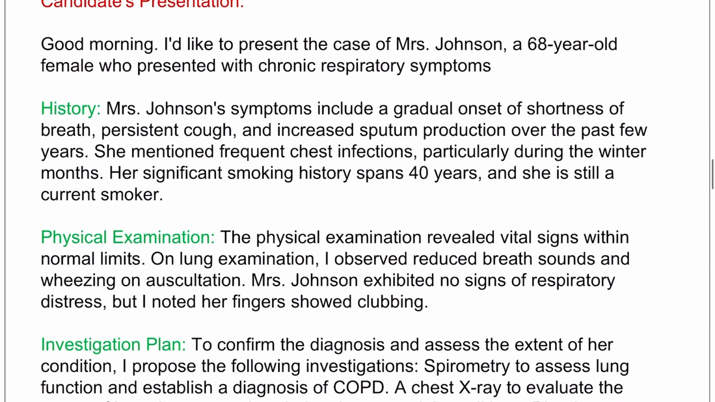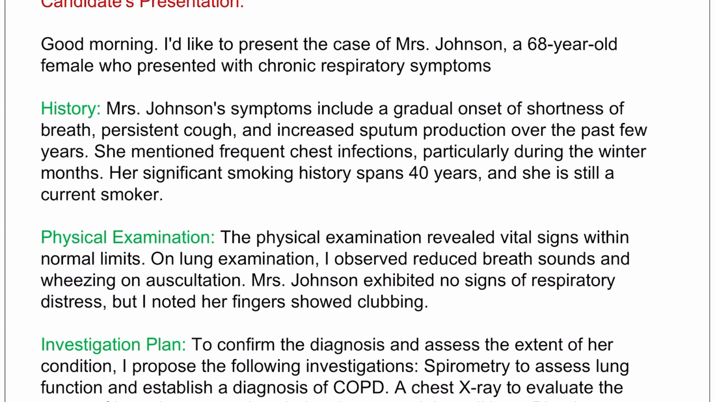So how are you going to present the case? I'd like to go into detail about this. First of all, obviously, you'll greet the examiner. Good morning. I'd like to present the case of Mrs. Johnson. Mention the age: a 68-year-old female who presented with chronic respiratory symptoms. Now, I have divided the history taking into sections so you don't miss anything.